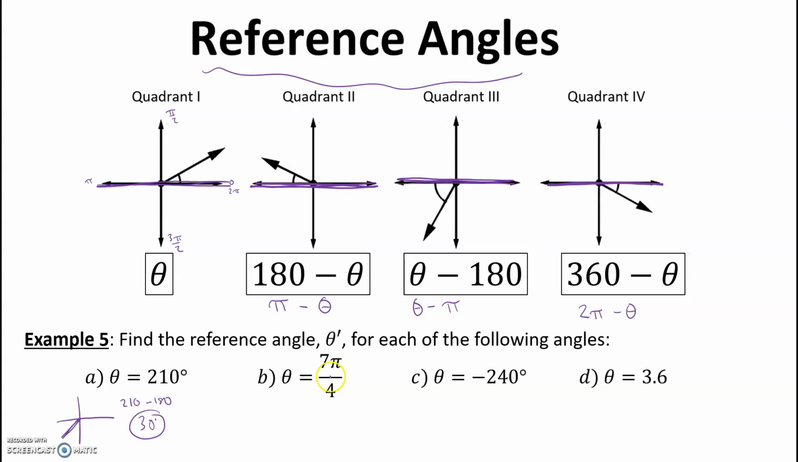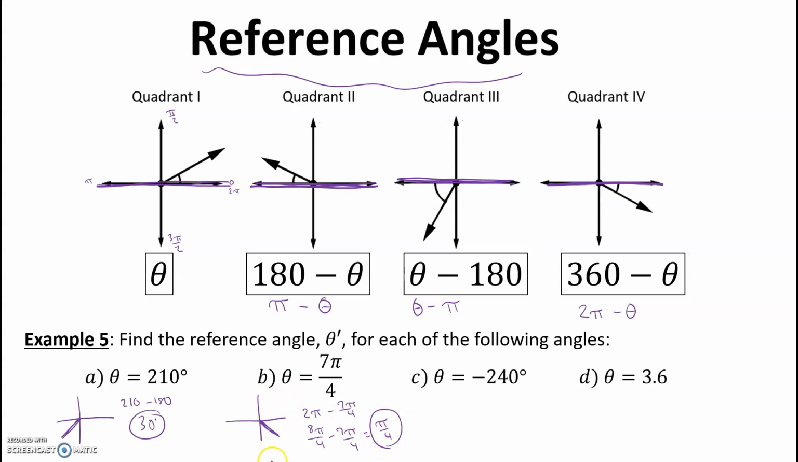So 7 pi over 4, well, this is 6 pi over 4, right? So we're a little bit more than that, so we're actually going to be in quadrant 4. So when you're in quadrant 4, you do 360, or since we're in radians, we're going to do 2 pi minus 7 pi over 4. Now let's get a common denominator. So this will be 8 pi over 4 minus 7 pi over 4, and you get pi over 4. And that'll bring us back around to the first quadrant.